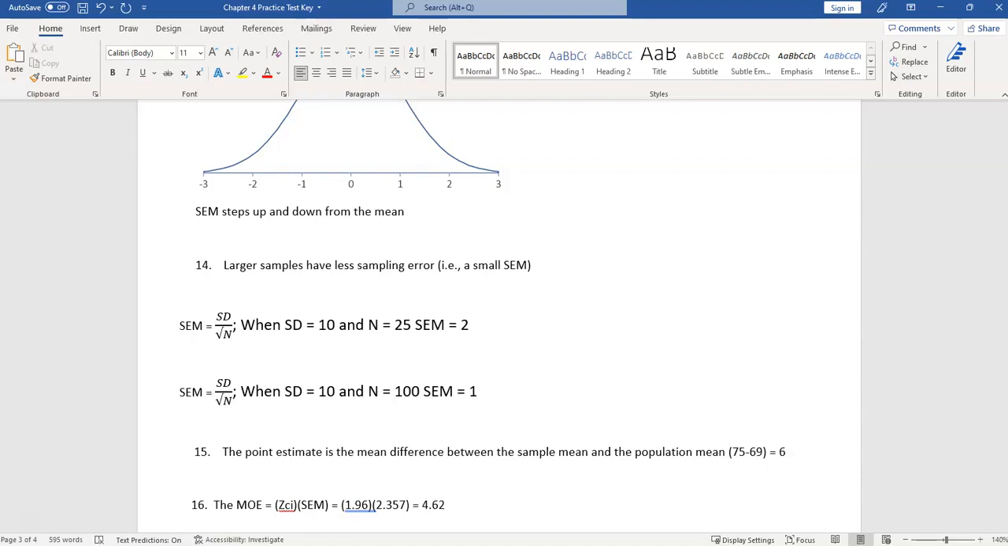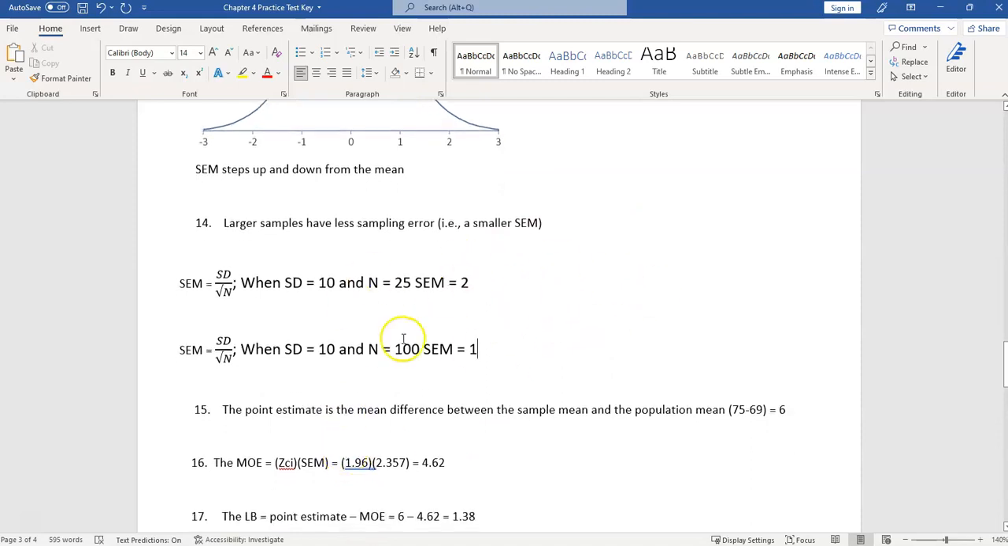How is the standard error influenced by sample size? Again, kind of referred to above, larger samples have less sampling error, so a smaller SEM. And I've demonstrated that here. If you have a standard deviation of 10 and a sample size of 25, the SEM is going to be 2. But if you have a standard deviation of 10 and a sample size that's 4 times bigger, the SEM is going to be half as large.